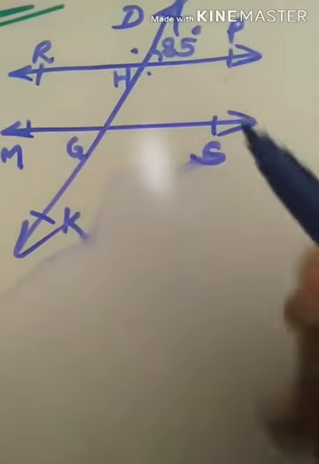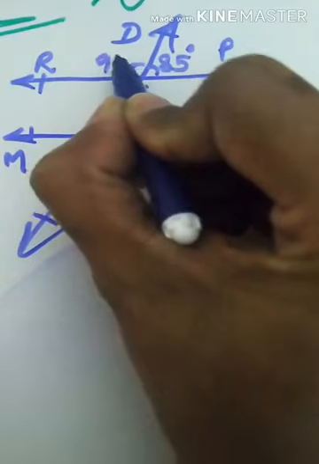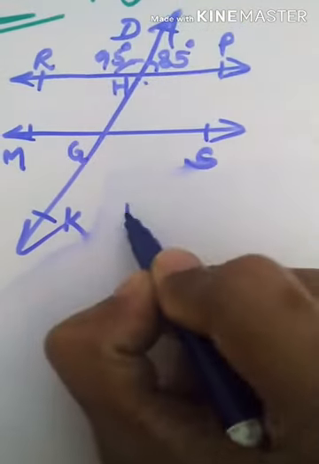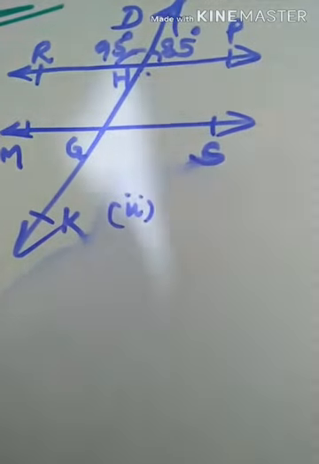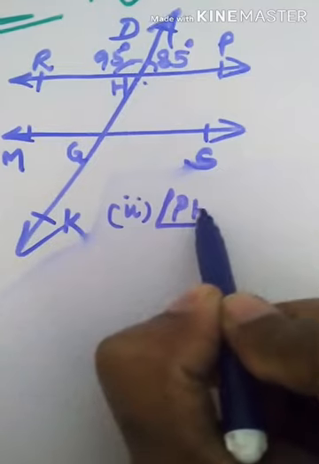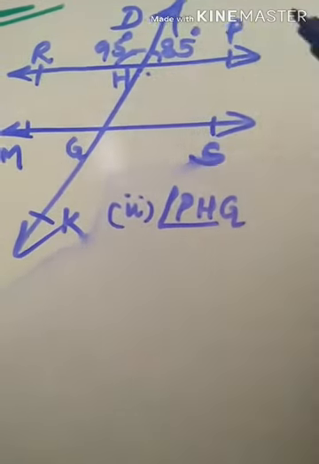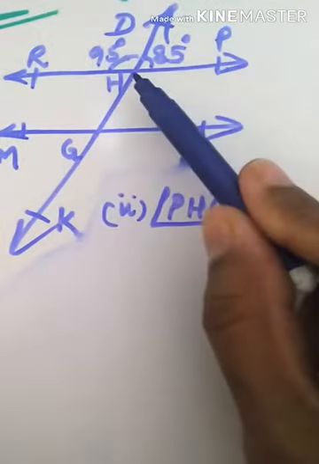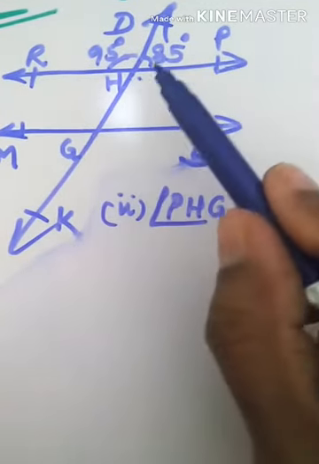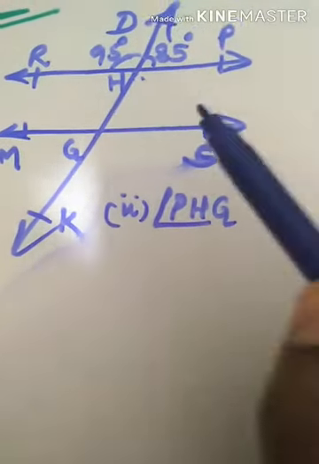So, before we forget, we will mention the angle that we got here, 95. Okay. So, first question we answered. Now, the second question is, find the measure of angle PHG. Where is PHG? P, this angle, PHG. Now, if you want, you can again take linear pair.